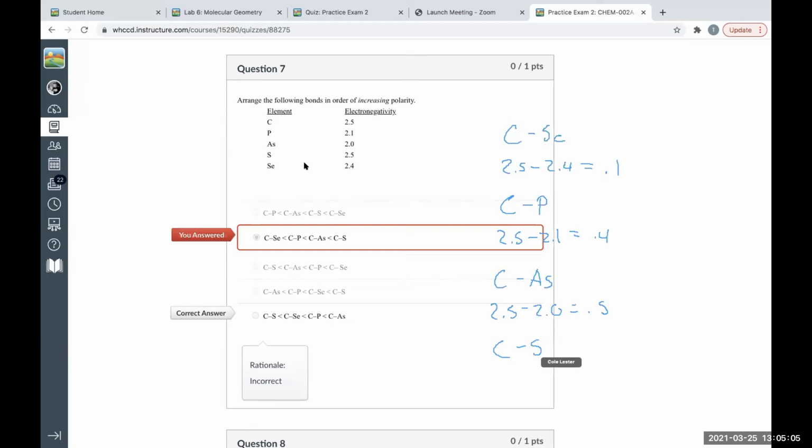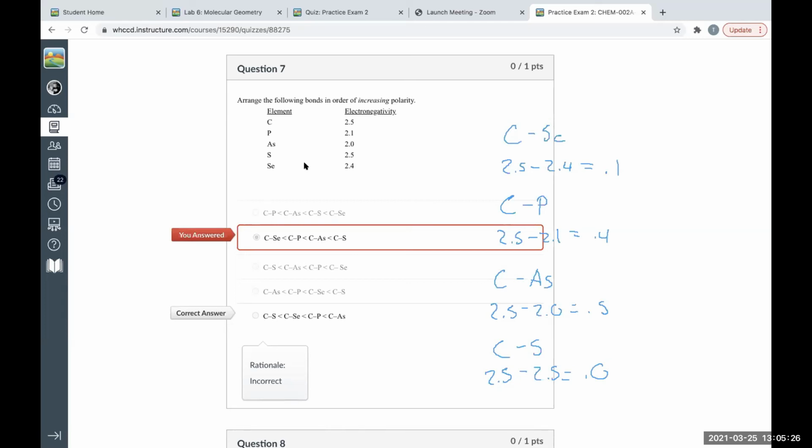Then we get carbon and sulfur. Carbon is 2.5 and sulfur is also 2.5. So the difference here is going to be 0.0. We're just going to arrange these starting with the lowest to the greatest.